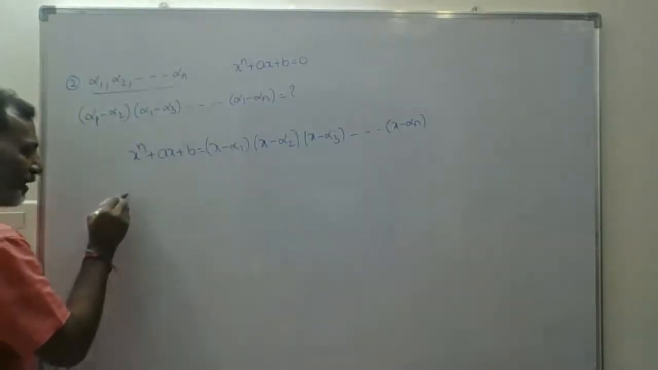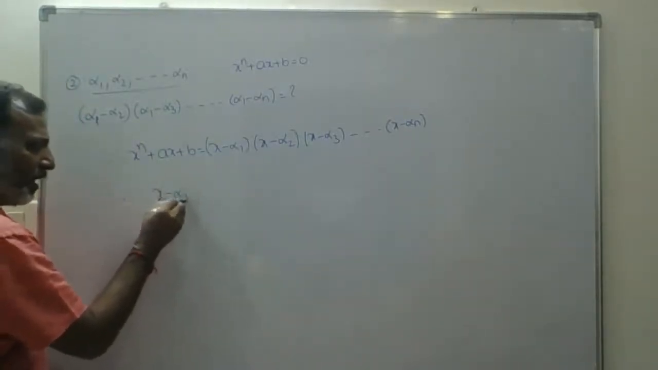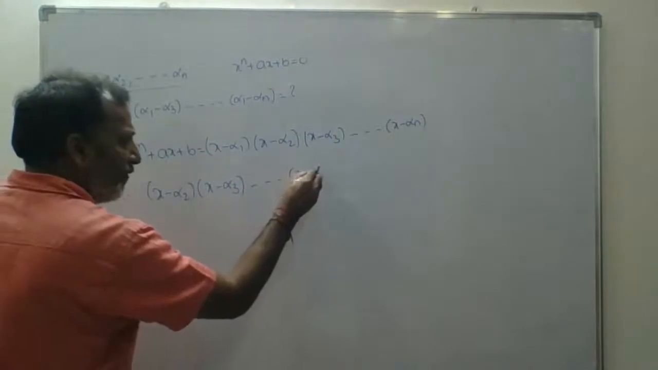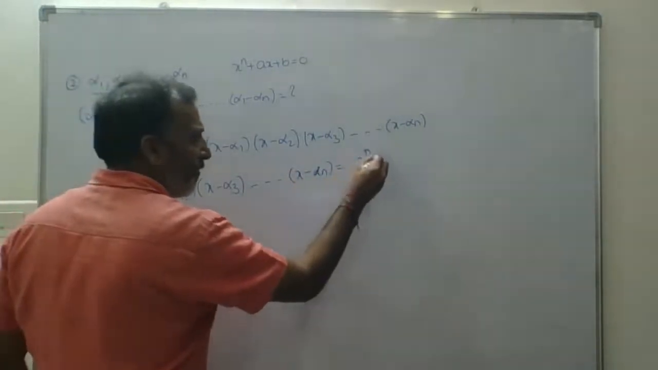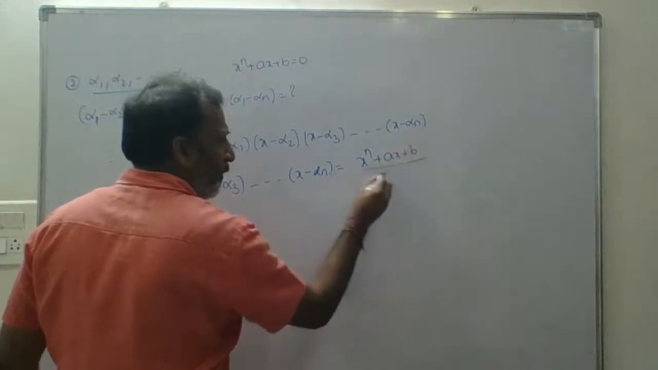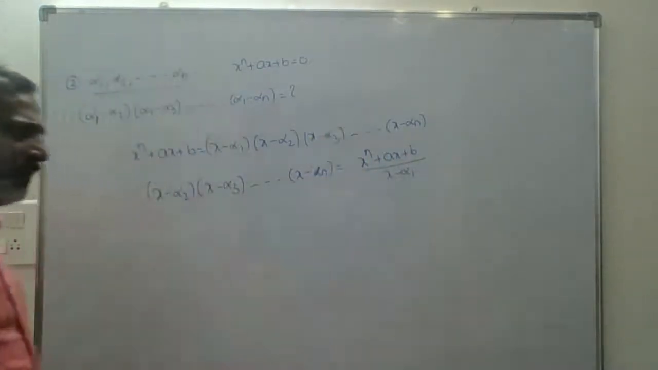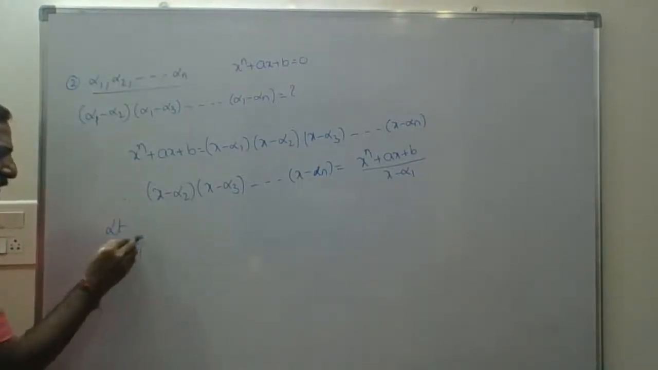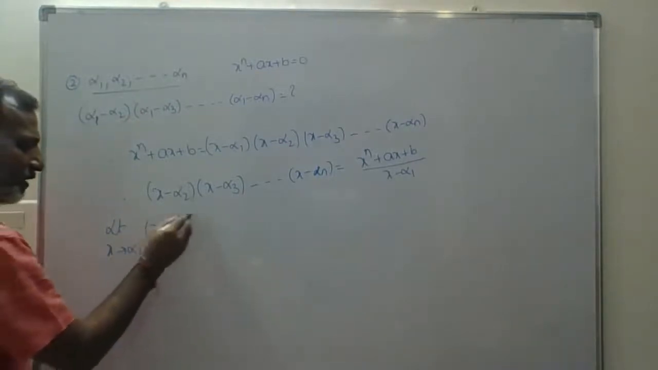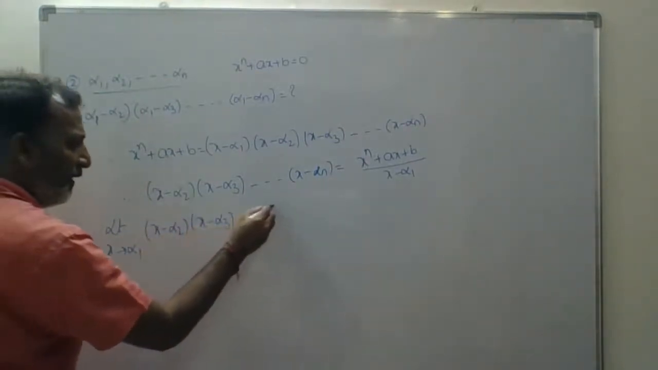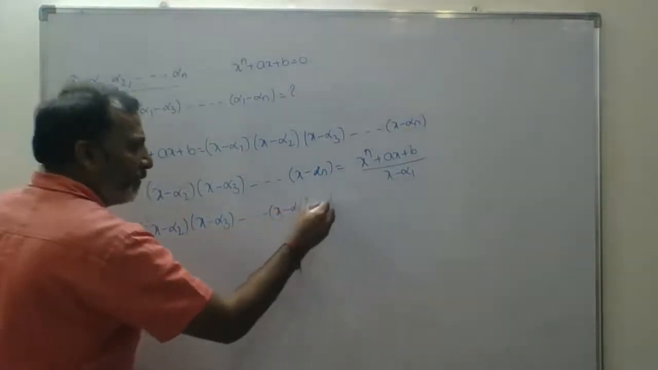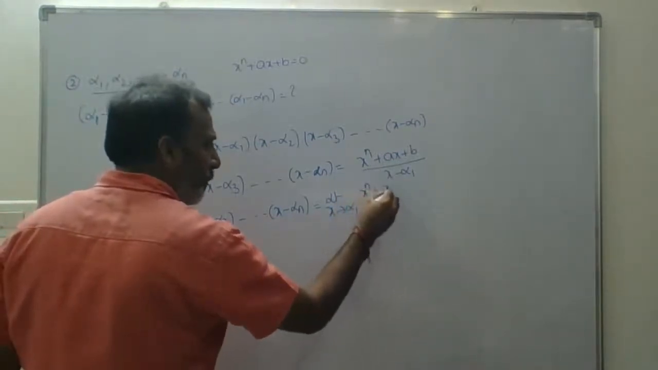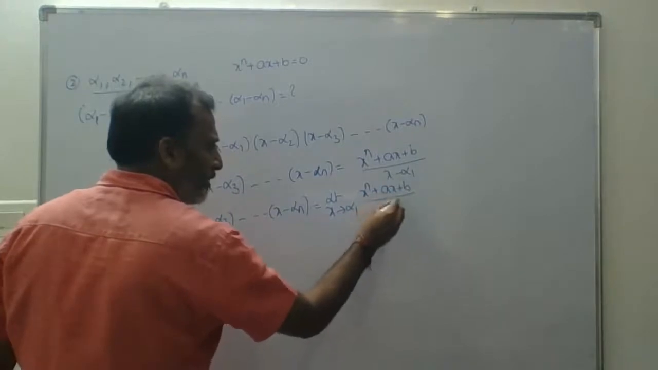Okay, what I am writing now is, therefore, x minus alpha 2 into x minus alpha 3 into so on up to x minus alpha n can be written as x power n plus ax plus b by x minus alpha 1. Is it not? Now I am taking the limit x tends to alpha 1 on both sides. x minus alpha 2, x minus alpha 3, so on up to x minus alpha n is equal to the limit x tends to alpha 1 of x power n plus ax plus b by x minus alpha 1.